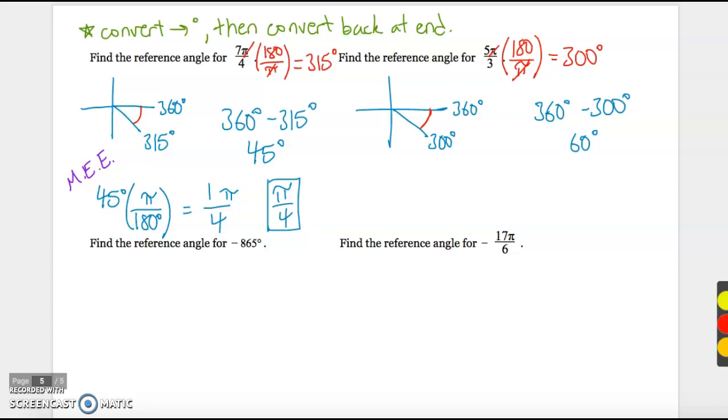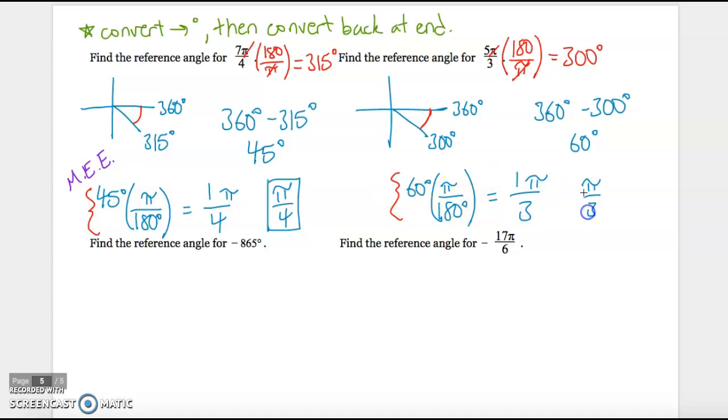And then last but not least, let's do a little squiggly line here because we're doing conversion, so I want to do those in red. We're going to convert my 60 degrees back to radians, so I'm going to do pi over 180. Again, we leave the pi out of our calculation because our calculator freaks out. 60 divided by 180, math, enter, enter, and we get 1/3. So our reference angle is pi over 3.